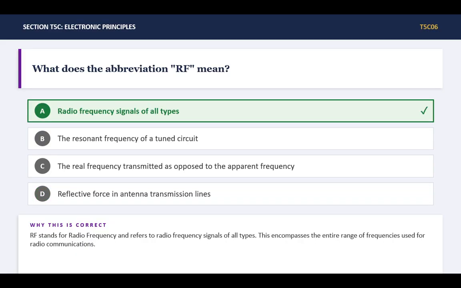What does the abbreviation RF mean? A. Radio frequency signals of all types. RF stands for radio frequency and refers to radio frequency signals of all types. This encompasses the entire range of frequencies used for radio communications.